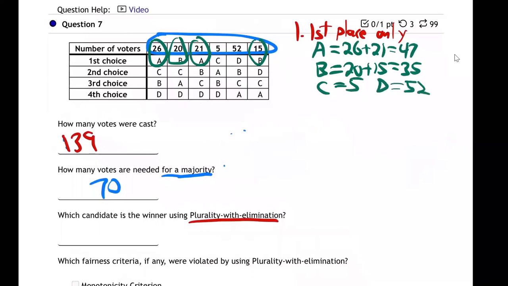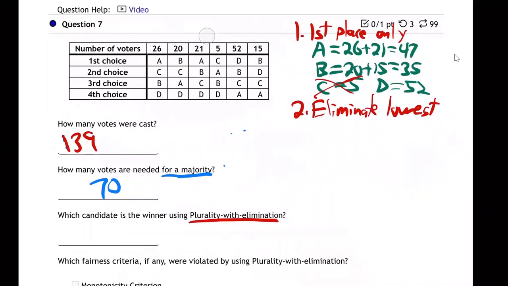A whopping 52. So step 2, eliminate. That's why it's called plurality with elimination. You eliminate the lowest. So who's the lowest? C. No question. C is out for sure. So go back, and that means I take the whole table and cross out C in every voter's preference schedule. So C has been eliminated.